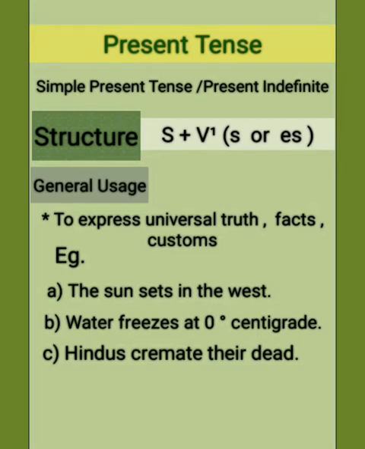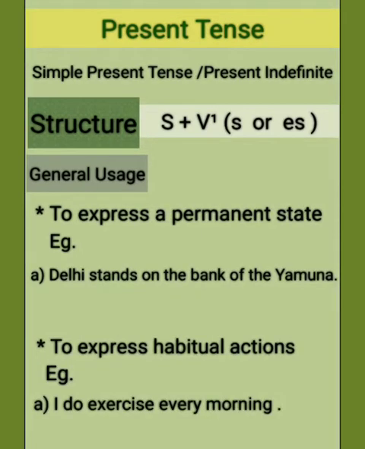For example, the sun sets in the west. Example number 2, water freezes at 0 degrees centigrade. Example 3, the Hindus cremate their dead. Then it is used to express permanent state and habitual actions. For example, Delhi stands on the bank of the Yamuna. Example number 2, I do exercise every morning.